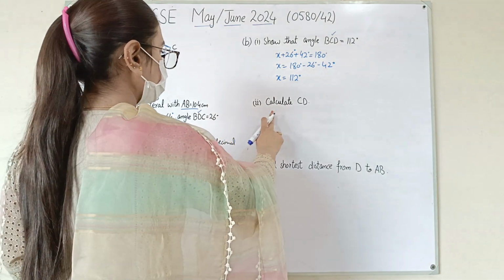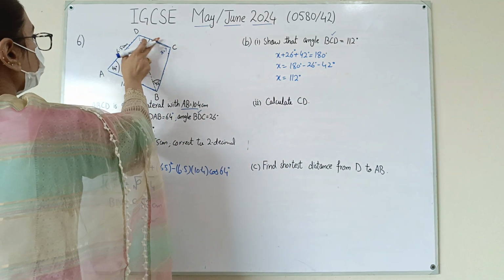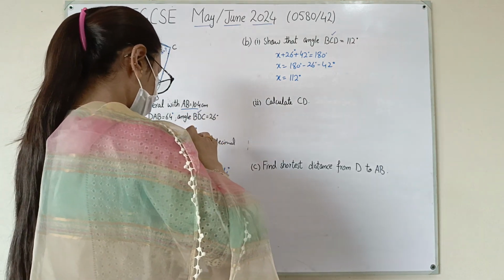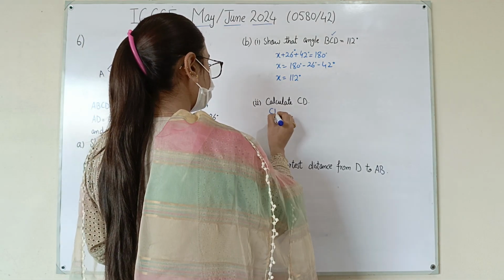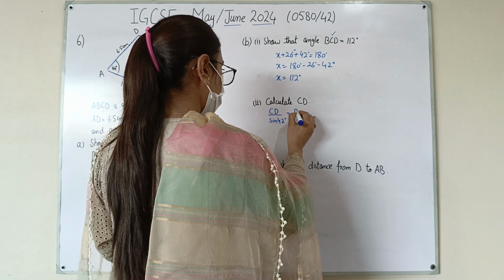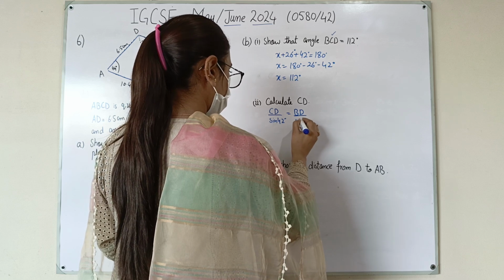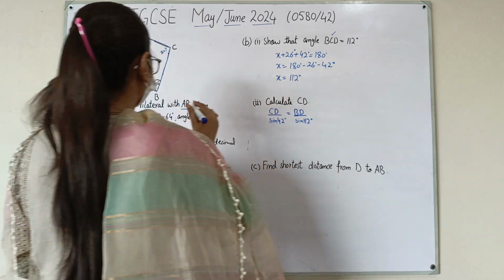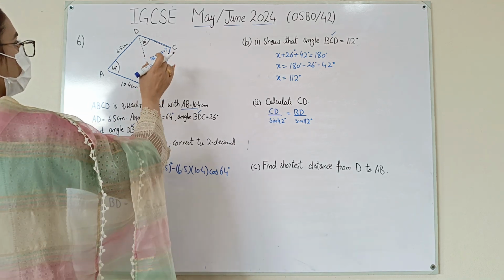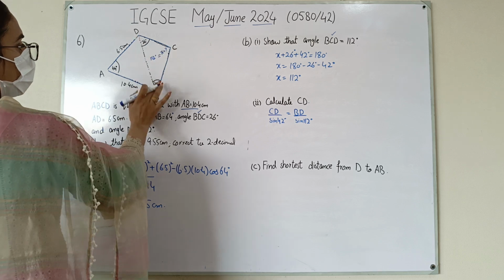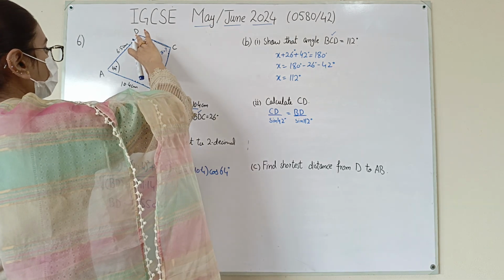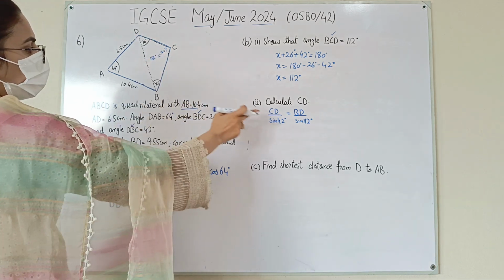In part number 2, he is asking to calculate CD. This is CD. So you can use the law of sines over here. Law of sines can be used. CD by sine of 42 degrees is equal to BD by sine of 112 degrees. Just look over here, 112 degrees. Where is CD? This is CD. You have to use the angle opposite to it. While taking BD, you have to take the angle opposite to it, that is 112.